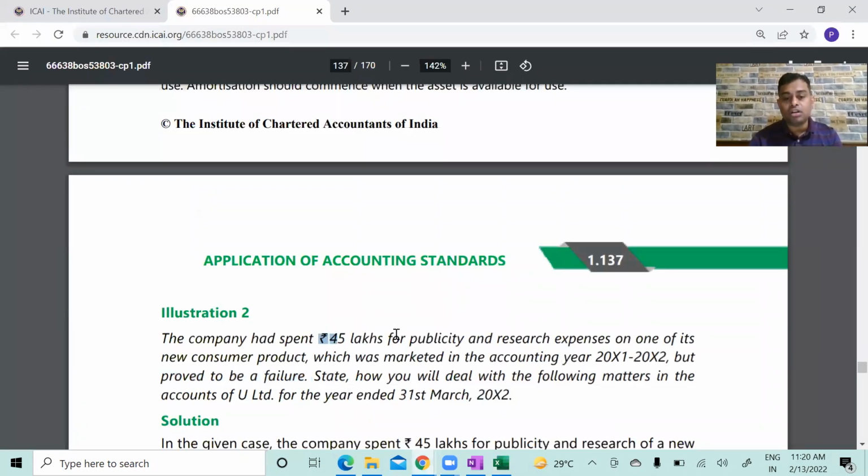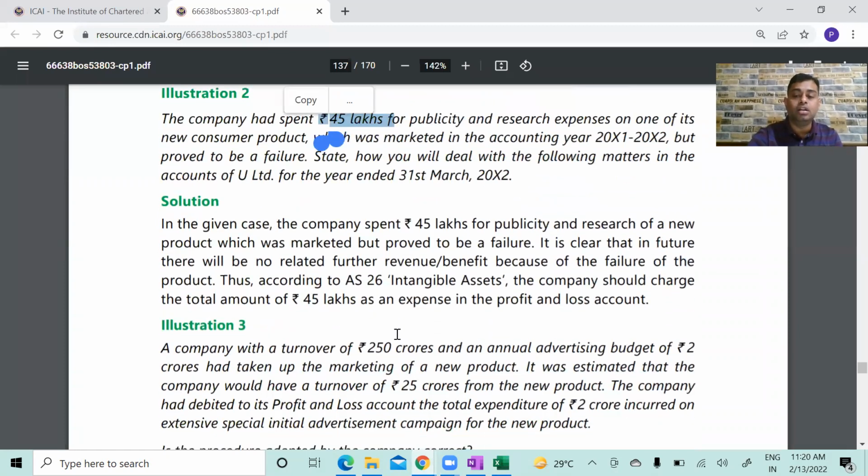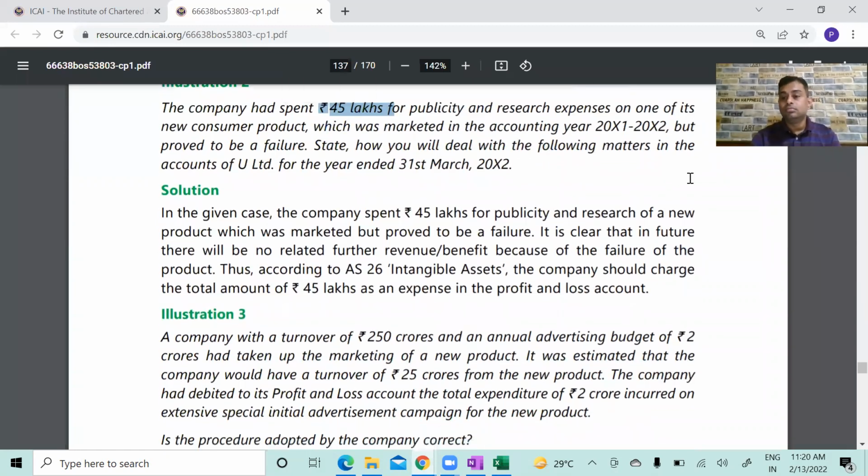So this 45 lakhs, what to do? Whether product is successful or failure, charge it to P&L. Sir, so anyway, research expenditure should not be capitalized, right? Correct. Correct, beta, correct.